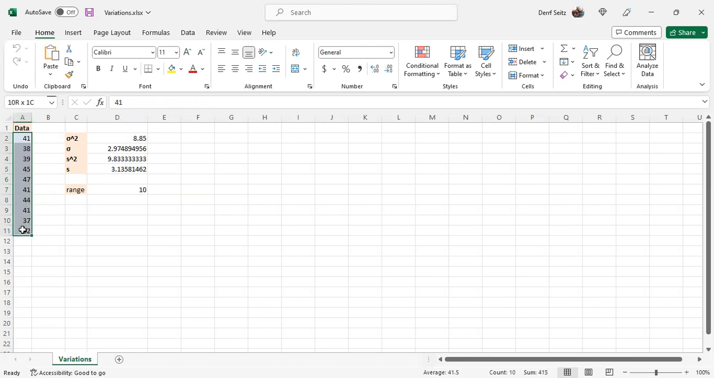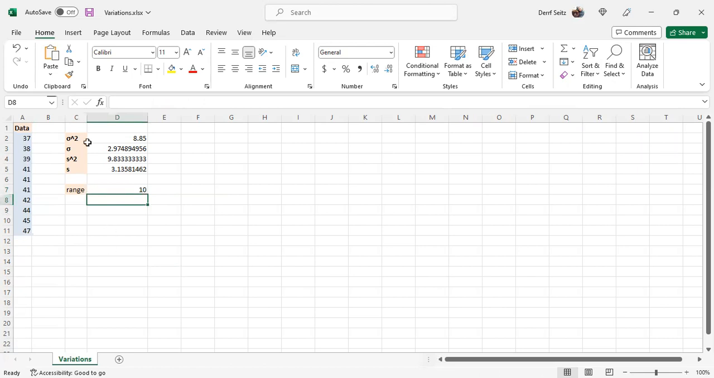Sorting it, it's easy to do. Sometimes it's interesting to sort the data. There it's sorted. It helps us see the range better, 47 and 37, a difference of 10. Nothing changed though because of the order of the items.